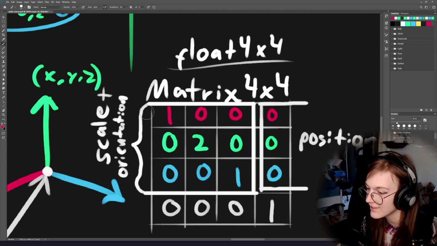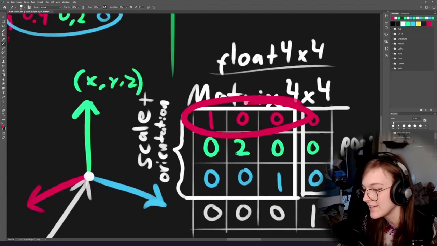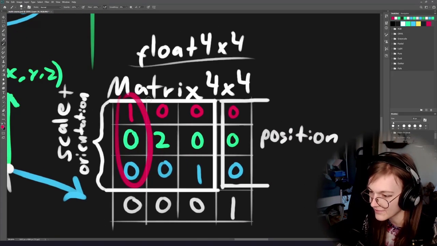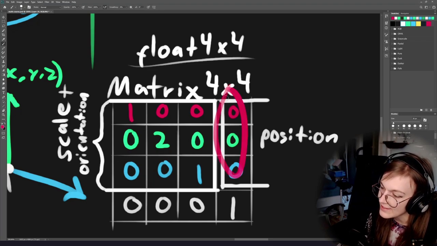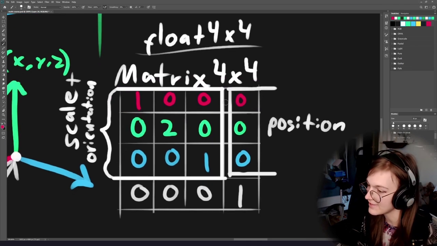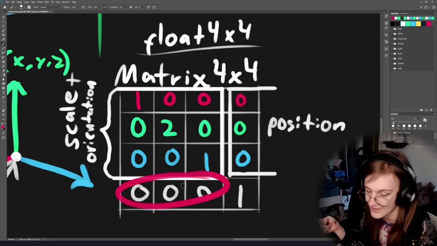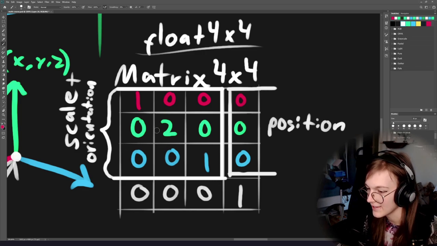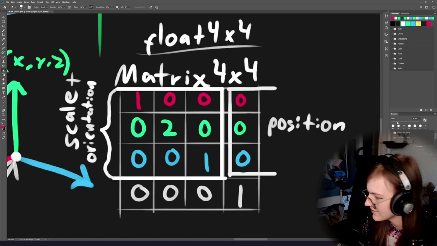The layout is actually not in rows. So the x-axis does not lie here. The x-axis lies here. So they lie in columns, not rows, which is important because these should not be part of the axis. If we were to do this using a row layout, the position would be down here, which in some cases is the way it is. But in mathematics and in some engines, you would have a column layout. So I'm just going to correct that.